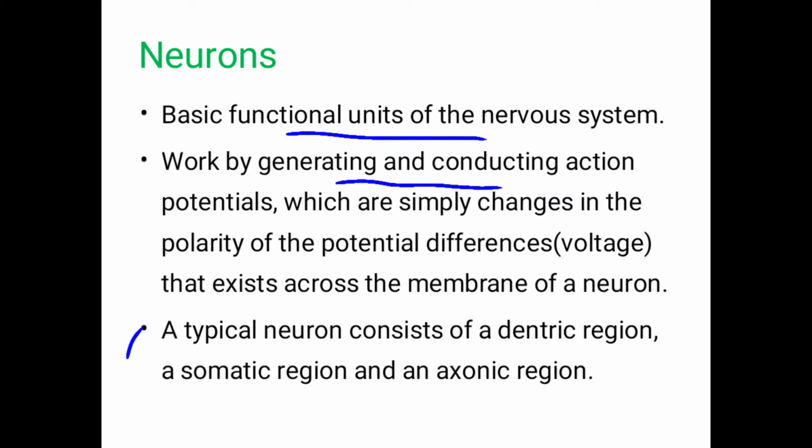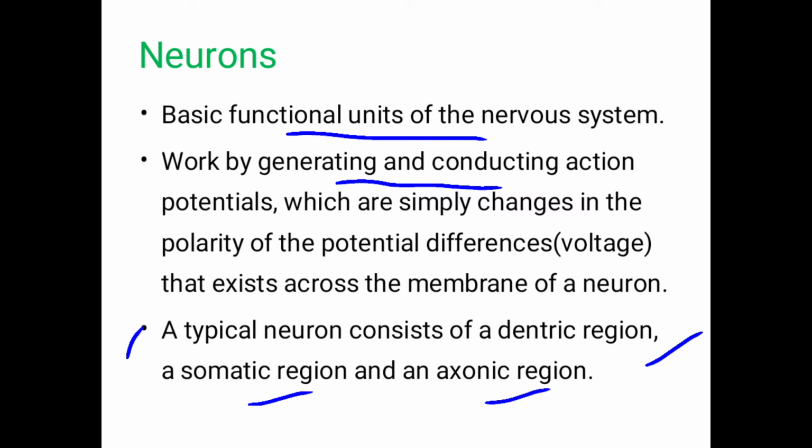A typical neuron consists of three regions: a dendritic region, somatic region and an axonic region. The dendritic region consists of dendrons and dendrites. They are the projections from the soma or cell body. And the somatic region consists of the soma. The soma means the cell body. It contains all the typical organelles of any cell. The cell organelles are endoplasmic reticulum, Golgi complex, mitochondria, lysosome, nucleus, etc.